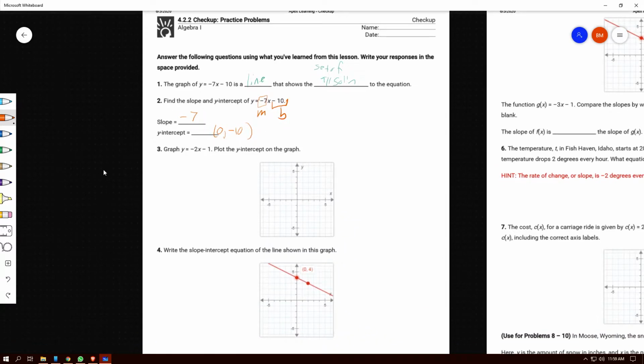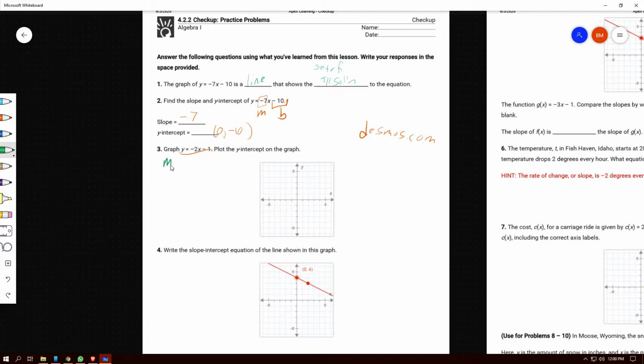So number 3, they want us to graph. Just so we know, we're always able to use Desmos.com. It's a graphing calculator, and we'd be able to type this in. It will show us the graph. So just remember that.